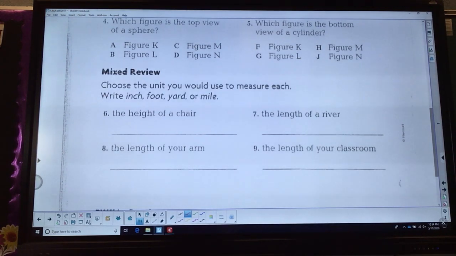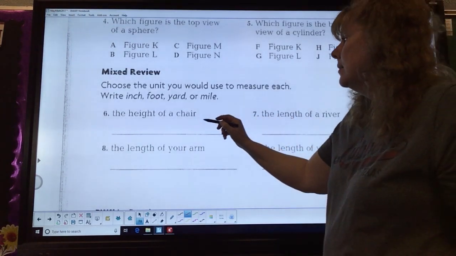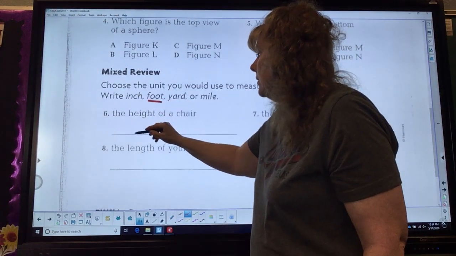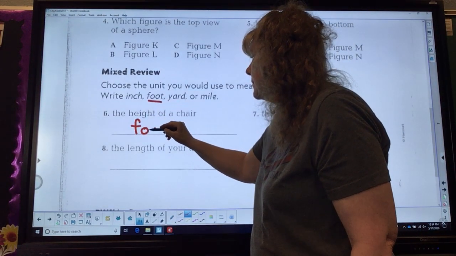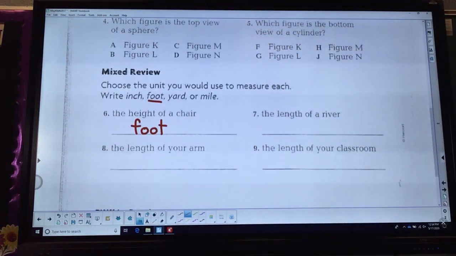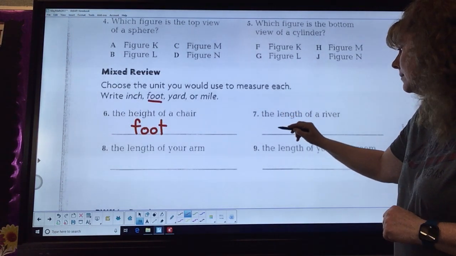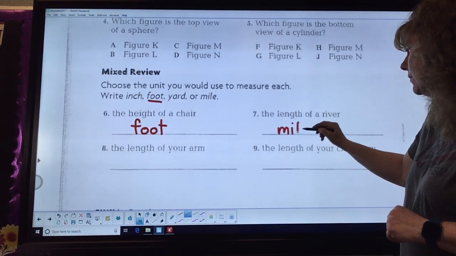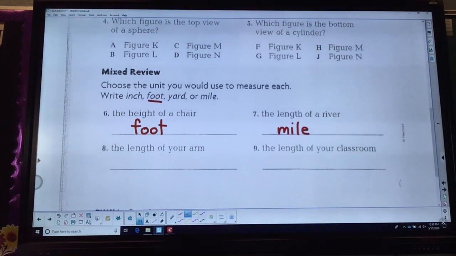It says the height of a chair. Okay, what would we use on that? Okay, if you said foot, you were correct. Mile would be too big, a yard would be too big, and an inch would be too small. How about the length of a river? Is that something that's really long, really short? What do you think? If you said mile, you were correct. That's our largest one right there. And rivers tend to be very long. Okay.